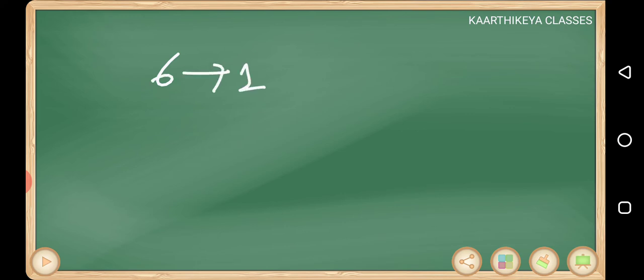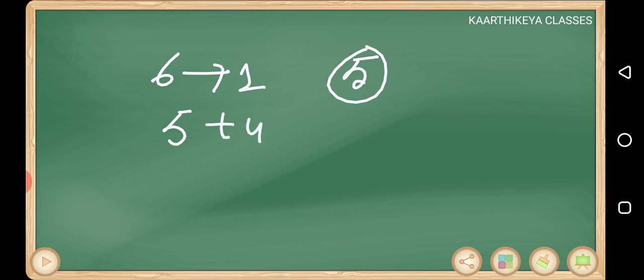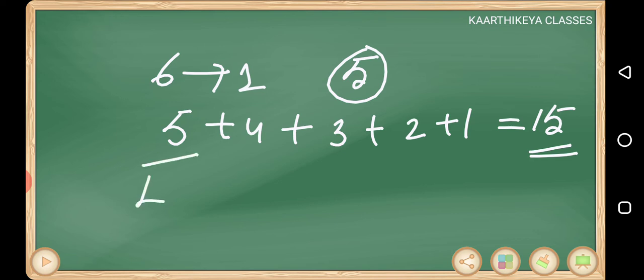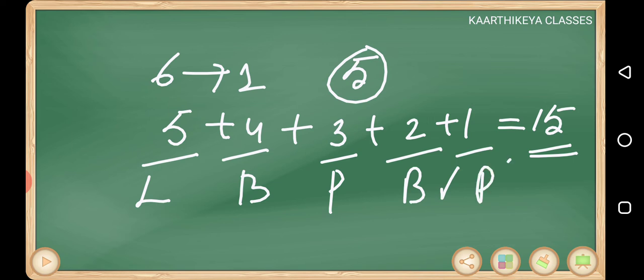6 to 1, if they are asking, for example. Difference is 5. 5 means 5 plus 4 plus 3 plus 2 plus 1, that is equal to a total of 15 lines. Fine. So this is Lyman, this is Balmer, this is Paschen, this is Brackett, and this is Pfund. Good. Very simple logic. But use common sense.